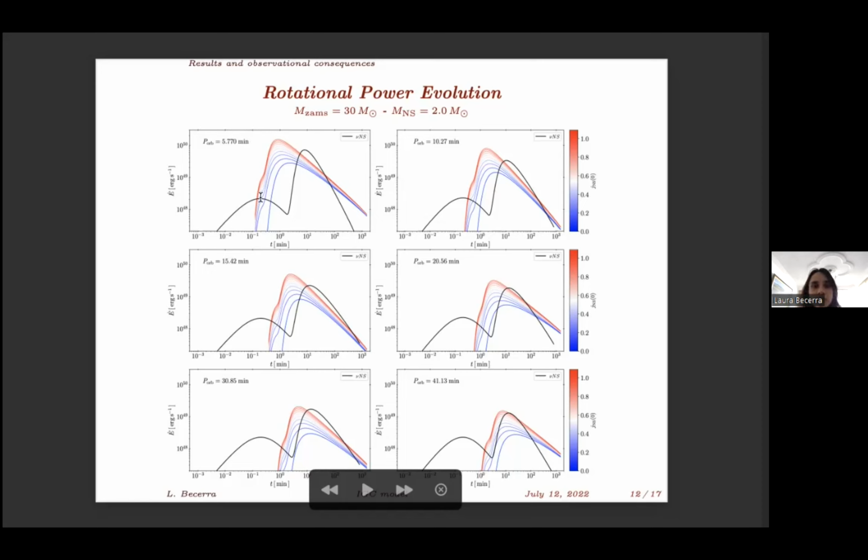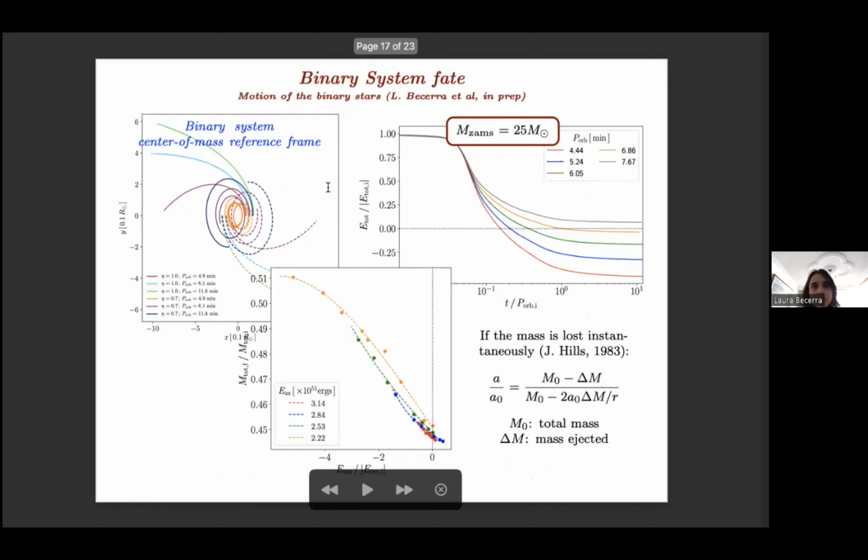But apart from these two peaks, we're also going to have a peak from the accretion rate of the new neutron star, and this peak will depend on the period of the system, but also on the initial angular momentum of the new neutron star. But we can relate this luminosity with the early prompt emission of GRBs as a hypothesis.